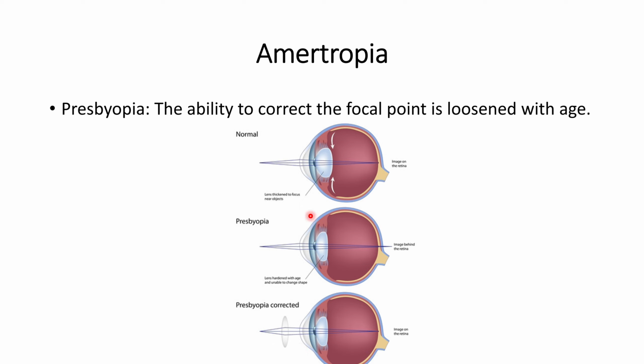The main problem in this case is that with age the lens becomes hard in shape, so that the flexibility loosens up. That is the main reason for this presbyopia problem. I hope you have understood the different kinds of eye problems that are found within human beings.